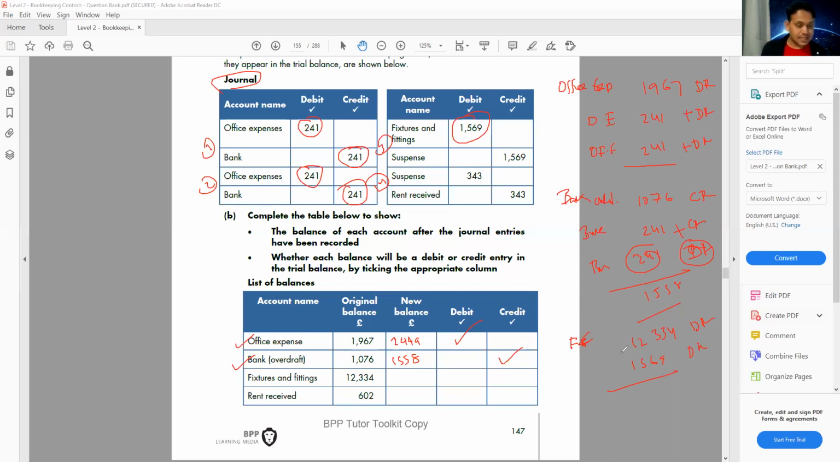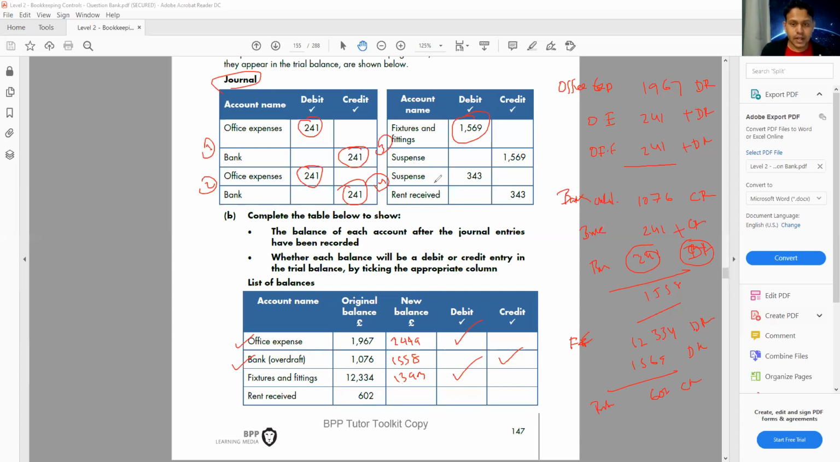12 and 1569, 13903, that is also debit. Finally, you have a rent received. Rent received is income. 602 is a credit. This is our income.